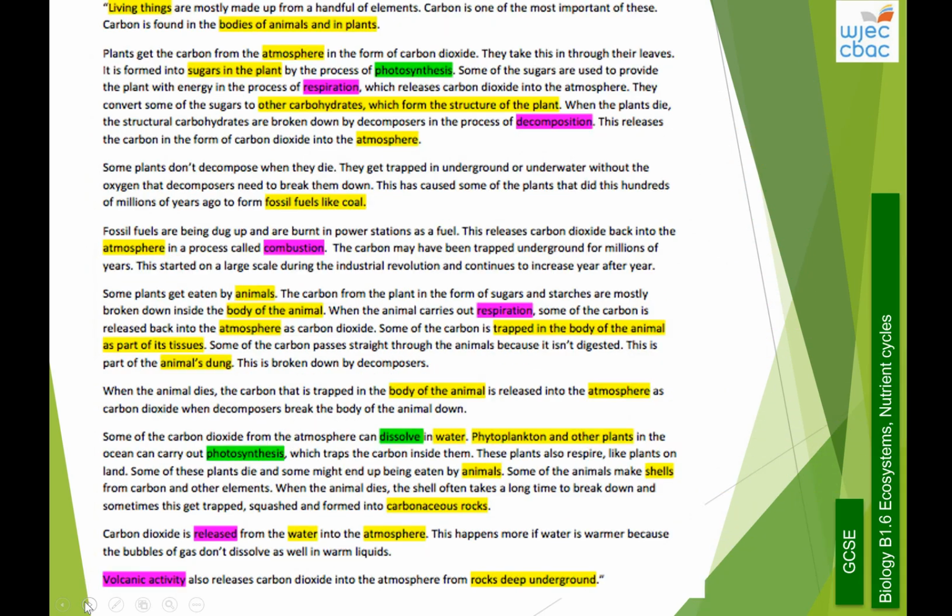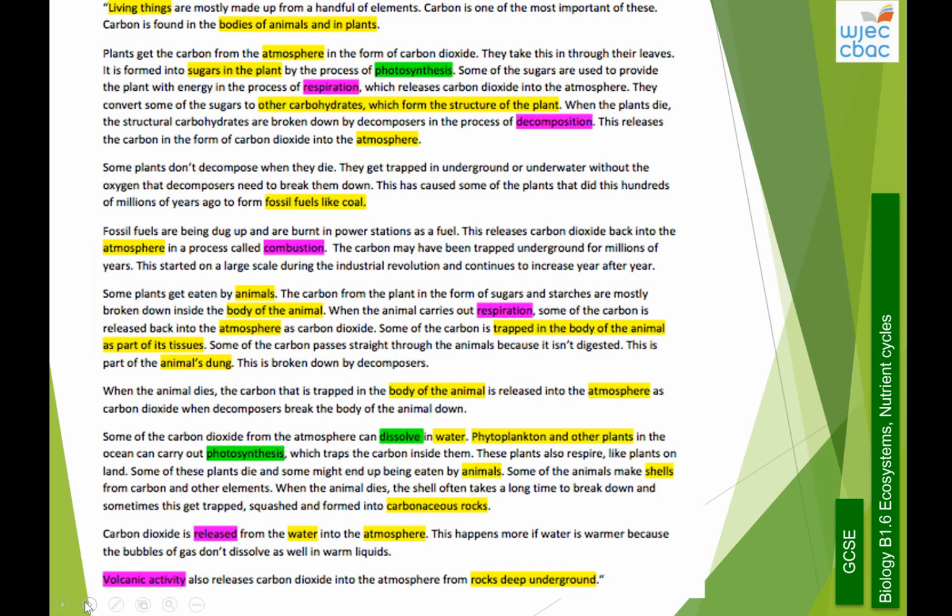So on my next page, this is the text with the work highlighted in it. So as we said, my colours that I've used, yellow is for the places that carbon is found. So the first place that it's found is in all living things, animals, plants, mushrooms, toadstools, bacteria. It makes up all living things. So carbon is found in the bodies of animals and plants.